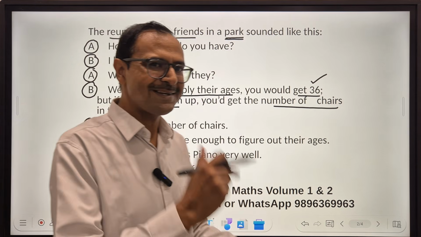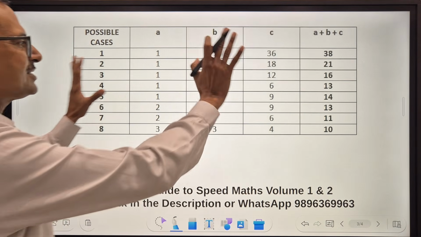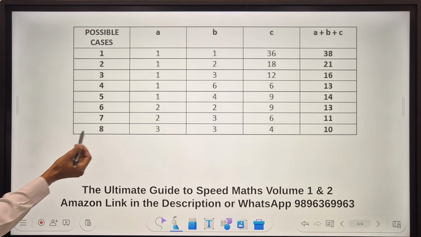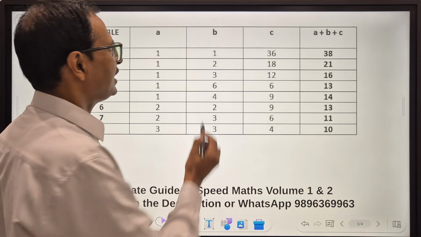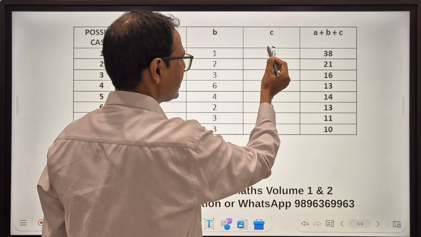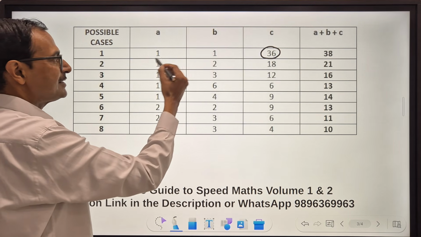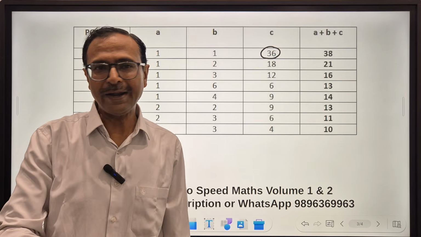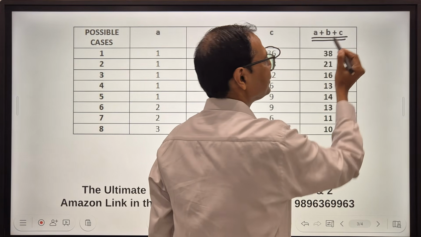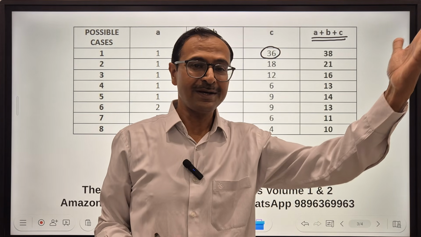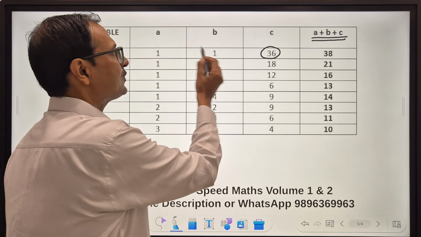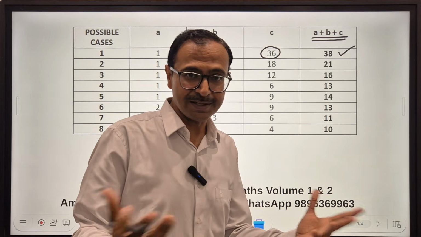Now play the video and check from here. Here I have listed all the possible cases. Possible cases are 8 in number. A, B, C, these are the 3 kids. It can be that the eldest is 36 years old and the 2 younger ones are 1 and 1. They are twins. So 1, 1, 36, the product is 36, and the sum, because I need the sum also. Sum was equal to the number of chairs in the park. So 1 plus 1 plus 36 is 38 chairs in the park.